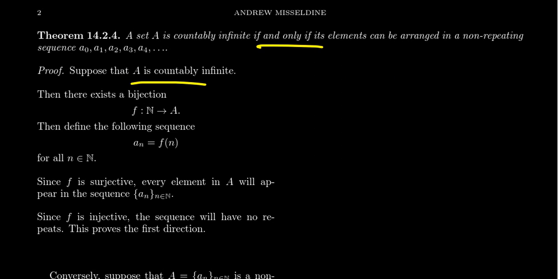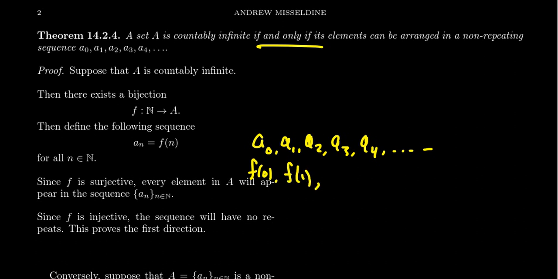If it's countably infinite, by definition, there exists a bijection, which we'll call F, from the natural numbers into A. With that bijection F, we can define the following term. I'm going to define A sub N to be the image of N under this map F. Therefore, this is an element of A. Since the map is surjective, every element of A appears in this sequence. And so, of course, we can write this A0, A1, A2, A3, A4, et cetera. This is just, of course, F of 0, F of 1, F of 2, F of 3, et cetera.